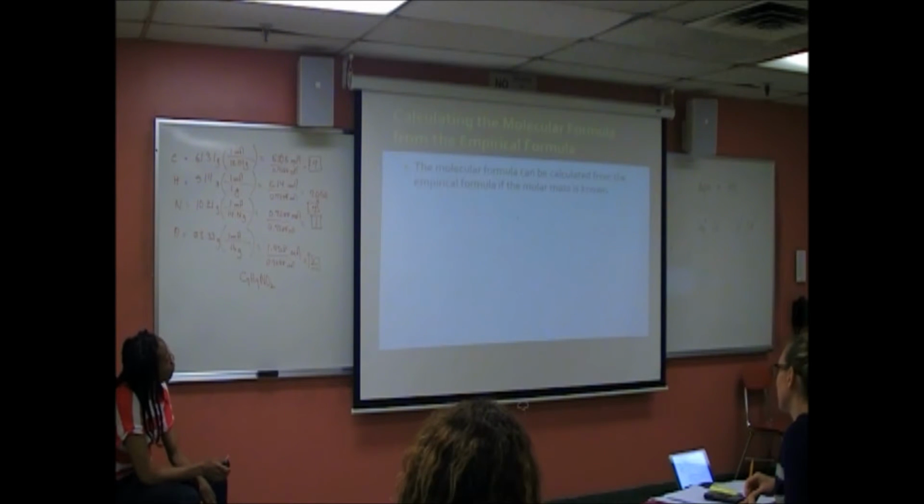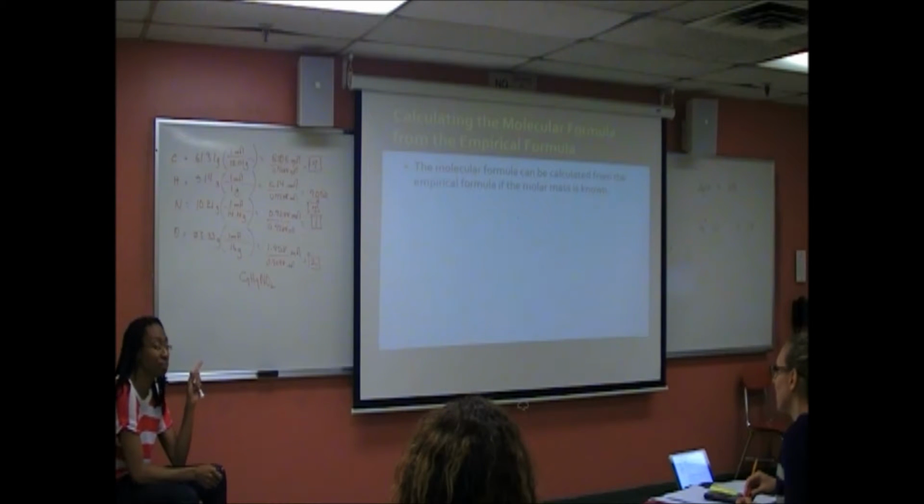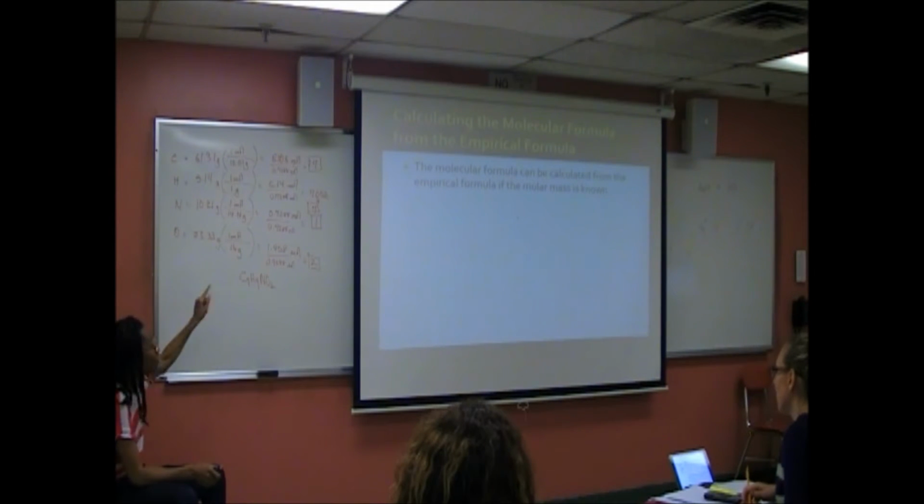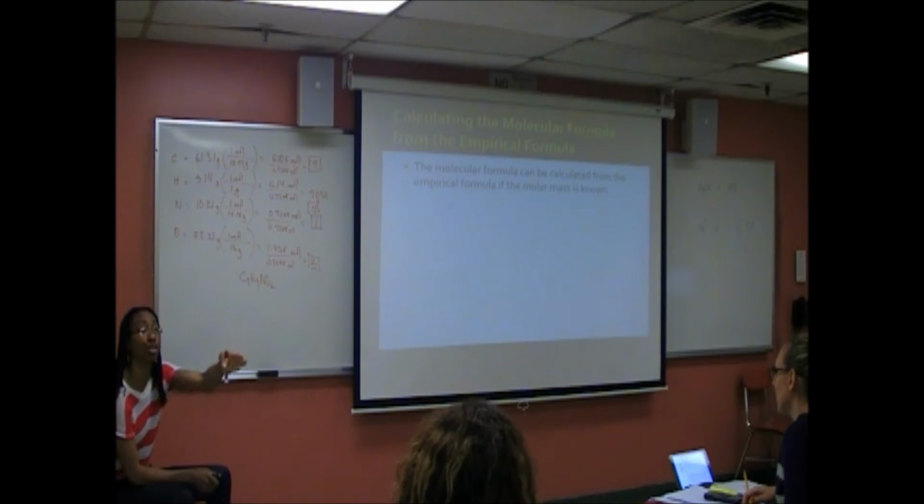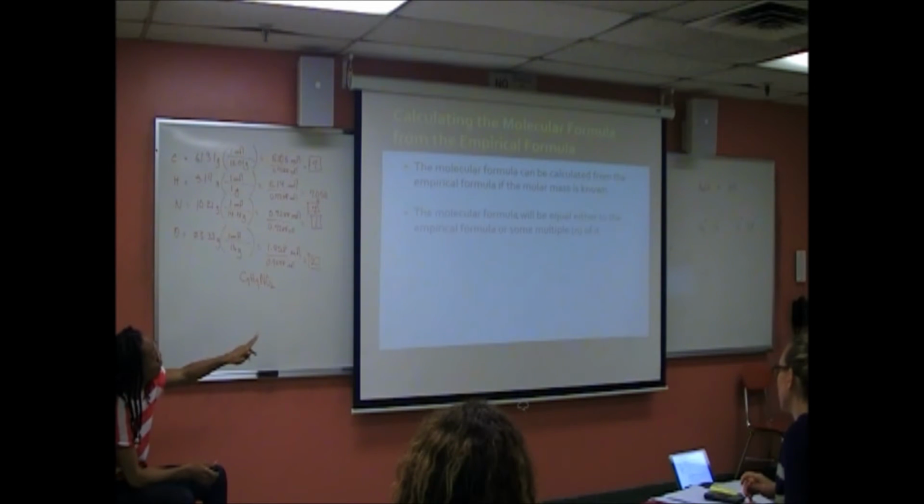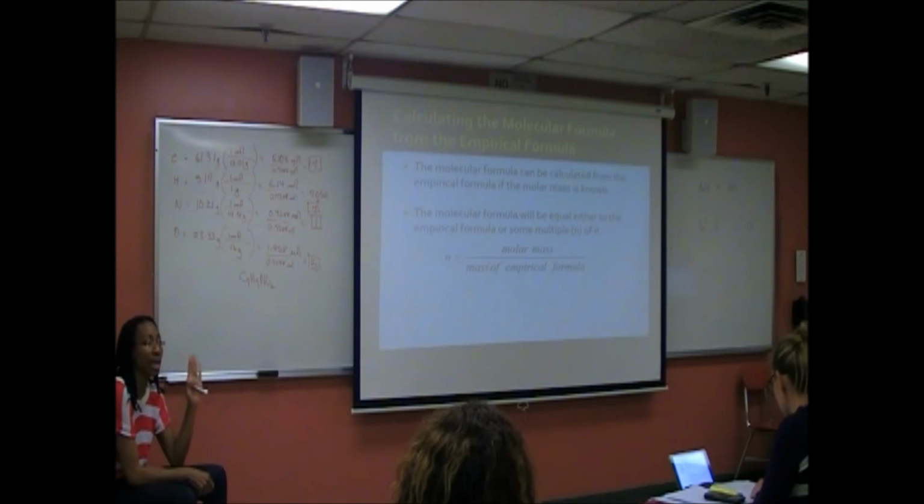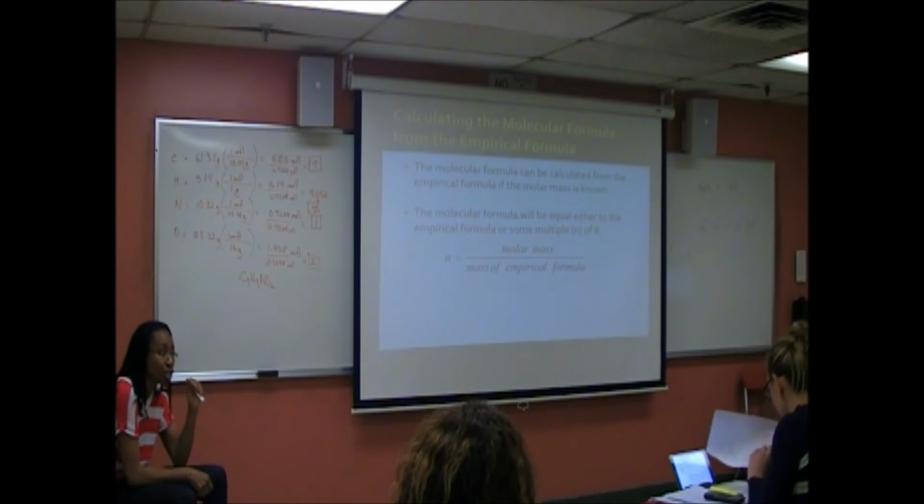Okay, before we try one, you can go from your empirical formula to your molecular formula. All you need to know is the molar mass of your molecular formula that I will give to you. So here is the formula. You have to ultimately find a magic number called n. How do you find n? You have the molar mass that I would give to you.